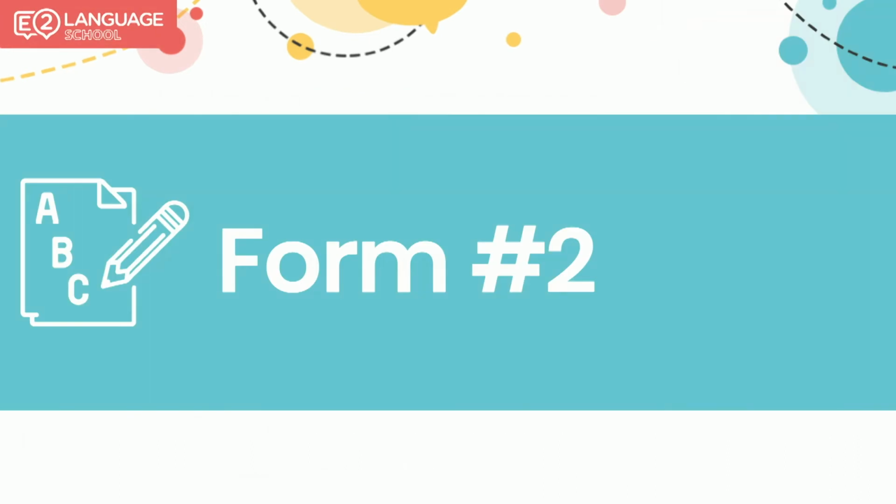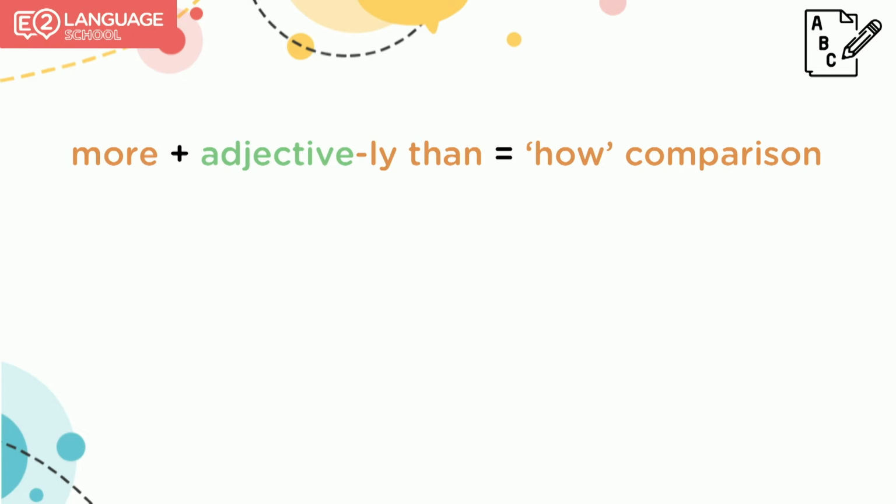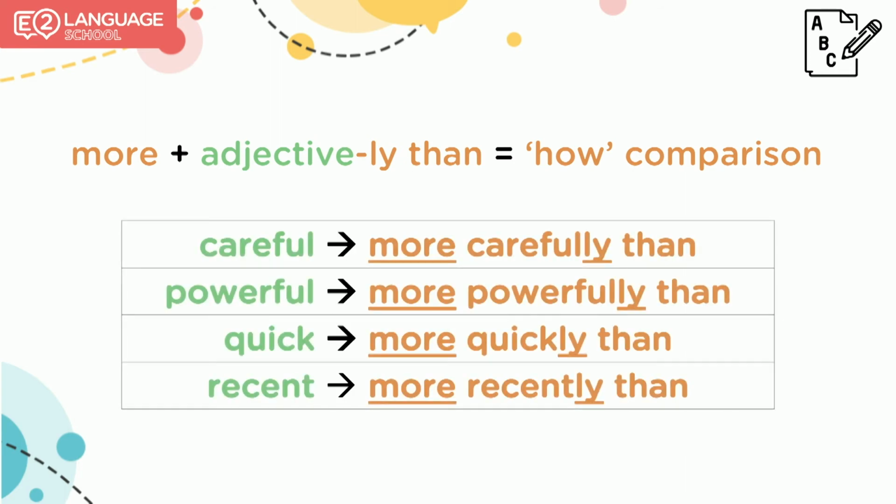So we've talked about short adjectives, and we can turn them into adverbs. Now we're looking at longer adjectives. So more plus adjective and then ly than equals a how comparison. A longer adjective, for example, is careful or powerful or recent. So really the rule here is syllables. Like if I say fast, 1 syllable. But if I say dangerous or powerful, 3 syllables, or careful, 2 syllables, or recent, 2 syllables.